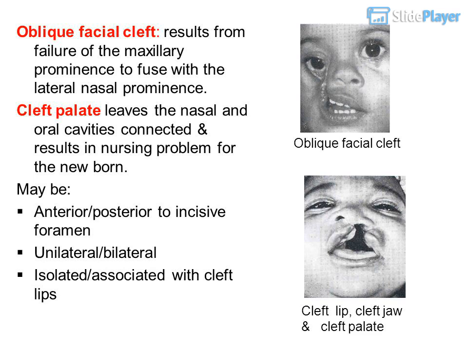Oblique facial cleft results from failure of the maxillary prominence to fuse with the lateral nasal prominence. Cleft palate leaves the nasal and oral cavities connected and results in nursing problems for the newborn. It may be anterior or posterior to the incisive foramen, unilateral or bilateral, isolated or associated with cleft lips. Cleft lip, cleft jaw and cleft palate.